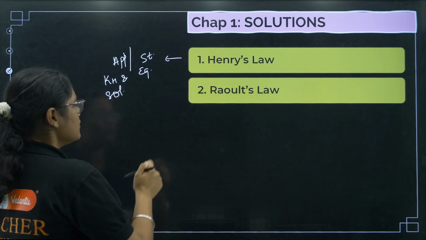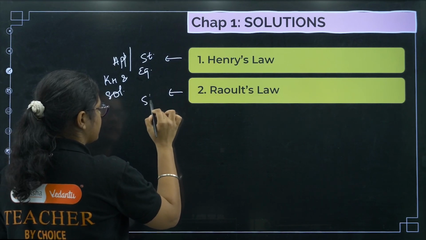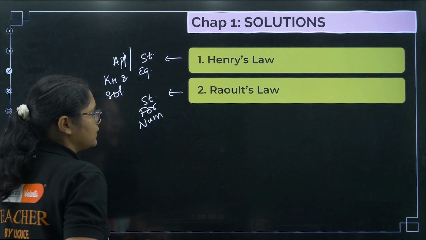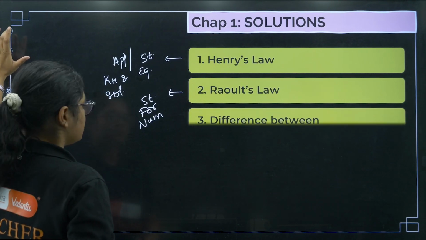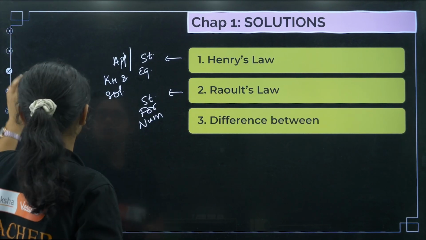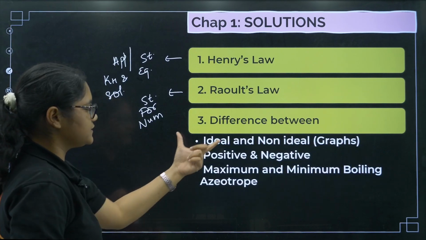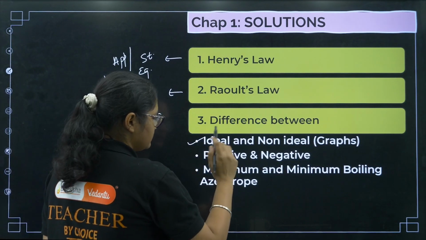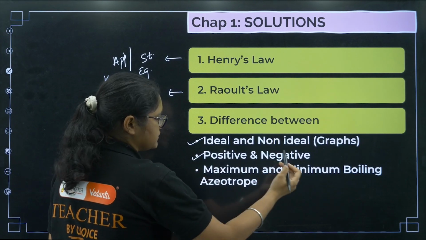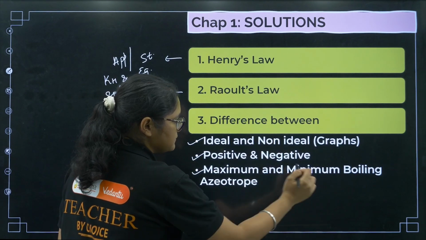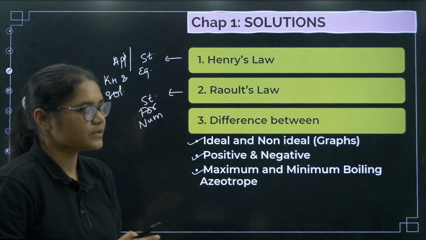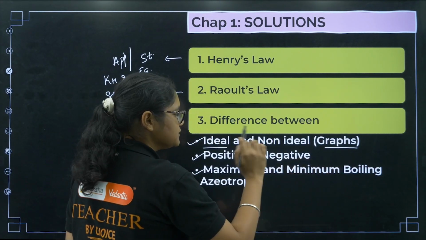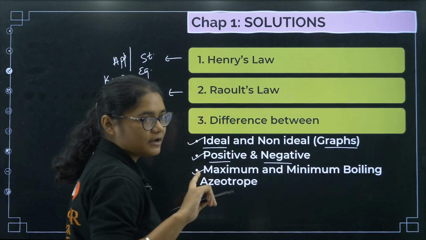Next, Raoult's law. For Raoult's law, you should know the statement, the formula, and then numericals. Clear? Next, we have differences between. What all differences should you know? These are the things from where difference-between questions can be asked: ideal and non-ideal solution, positive and negative deviation, maximum and minimum boiling azeotrope. And you should focus on the graph of ideal solutions, and the graphs of positive and negative deviation.